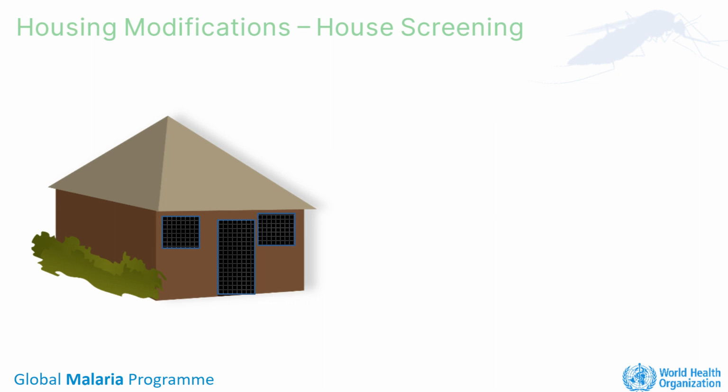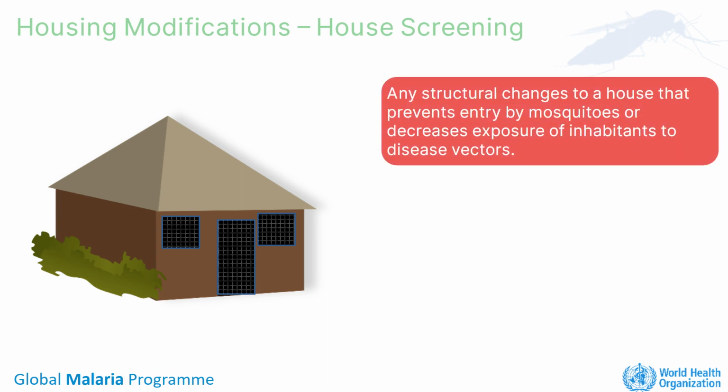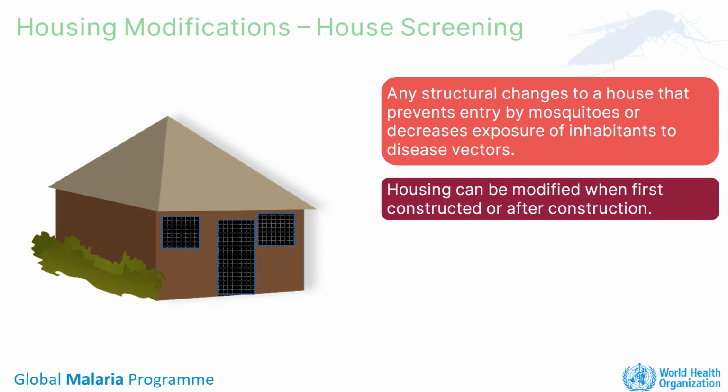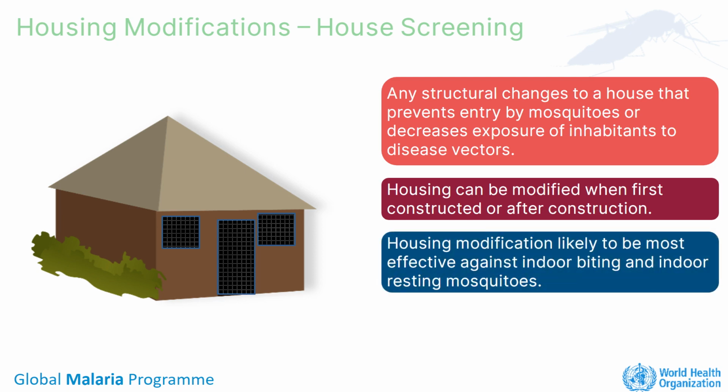Recently, in 2021, WHO reviewed evidence on the impact of housing modifications to reduce malaria transmission. Housing modifications are defined as any structural changes pre or post construction of a house that prevents the entry of mosquitoes or decreases exposure of inhabitants to vectors. Housing can be modified when first constructed or through modifications to existing house designs. Housing modifications are likely to be most effective against mosquitoes that are indoor biting and indoor resting.